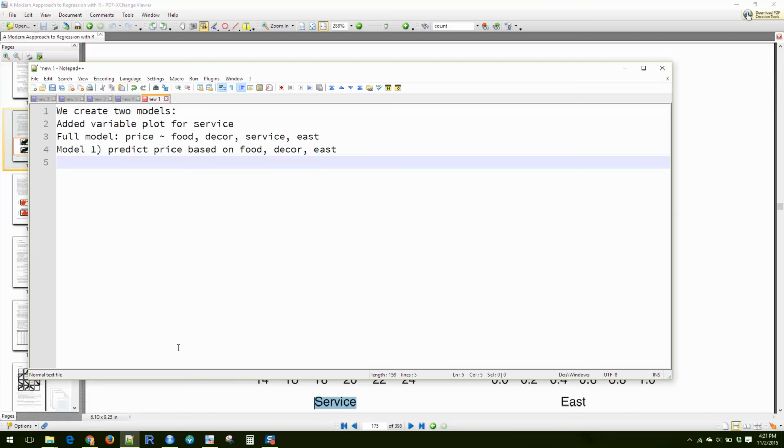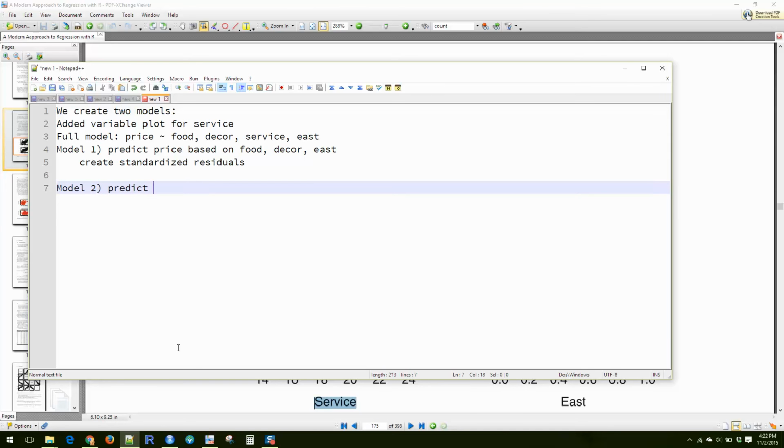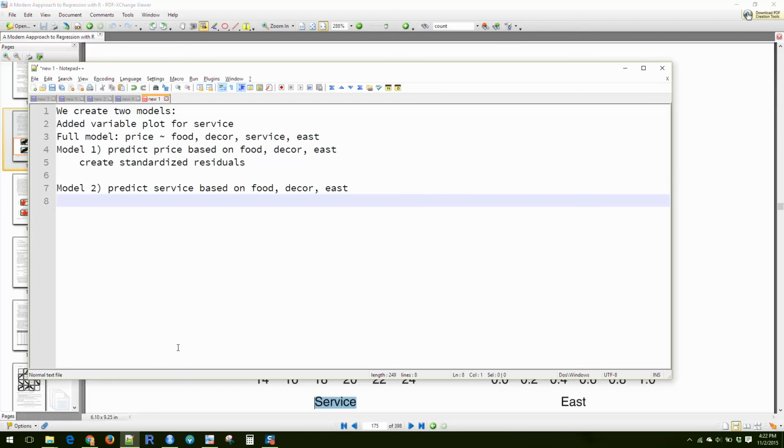And then create standardized residuals, or maybe just the residuals. I don't know if it's standardized or not, okay? And then model two, predict service based on food, decor, and east. And then we create the residuals, or standardized maybe.